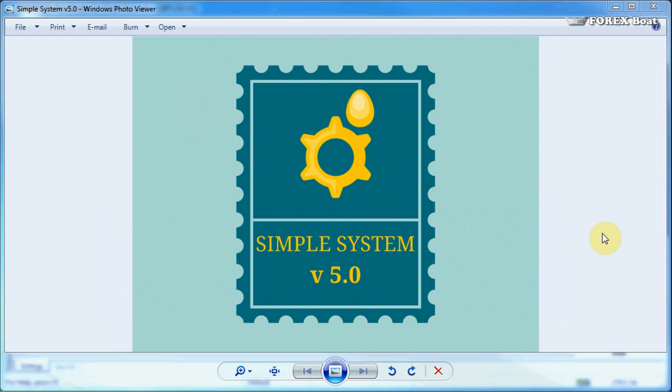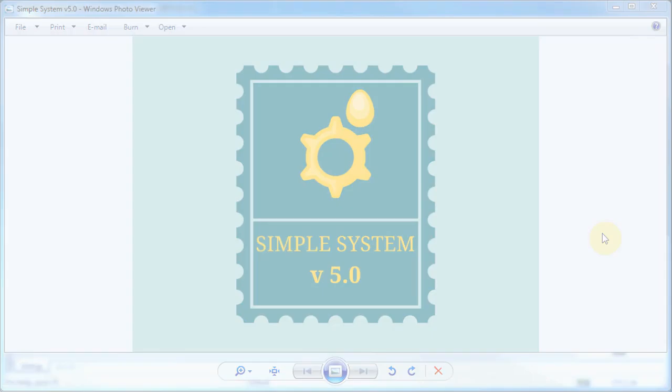So we'll be working with this Simple System version 5.0. I've decided that the best way to introduce you to this expert advisor would be to actually show you the video which demonstrates how I came up with the idea and how I explained it for the first time in that course on programming in MQL4. I hope you'll enjoy it, and I'll see you right away on the other side.